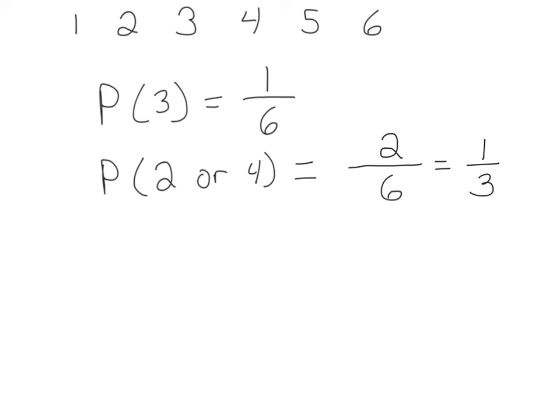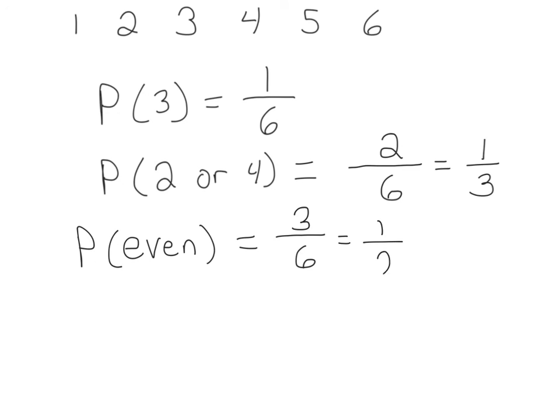Let's do one more. What is the probability that I will roll an even number? Well, once again, I could roll a 1, 2, 3, 4, 5, or 6, so that leaves me with 6 possible outcomes. And for an even number, we know that 2 is even, 4 is even, and 6 is even. So that leaves me with a 3 out of 6 chance. And if we reduce that fraction, it is a 1 out of 2 chance.